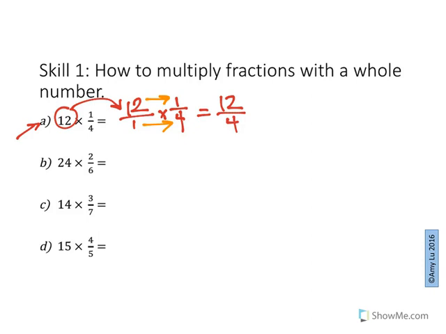And now, like I said earlier, a fraction is technically a secret division problem. So if we simplify this fraction, 12 over 4, or 12 divided by 4, it simply just becomes a whole 3. So 12 times 1/4 is simply 3. At this time, pause and do the rest.